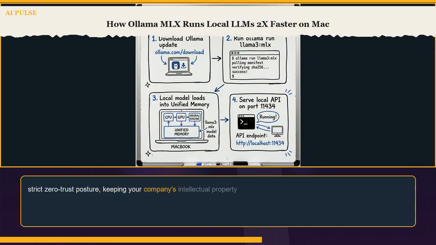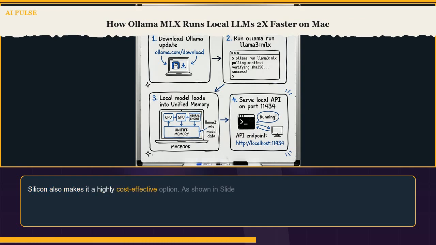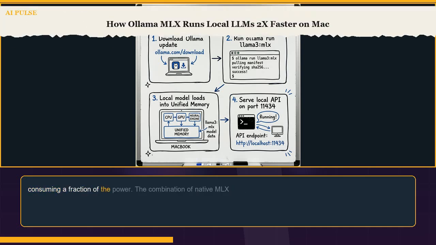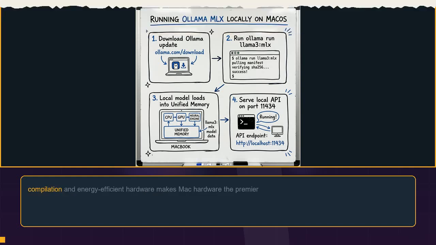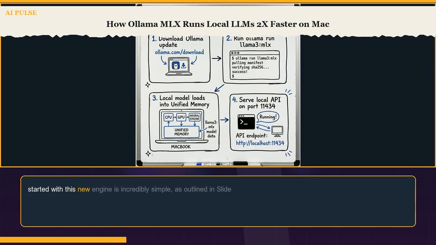The efficiency of Apple Silicon also makes it a highly cost-effective option. As shown in Slide 4, running massive models on traditional PC architectures requires purchasing multiple power-hungry discrete graphics cards, which is expensive and loud. In contrast, a single Mac Studio with unified memory can run 70 billion parameter models at highly usable speeds while consuming a fraction of the power. The combination of native MLX compilation and energy-efficient hardware makes Mac hardware the premier local workstation for running state-of-the-art AI workloads.